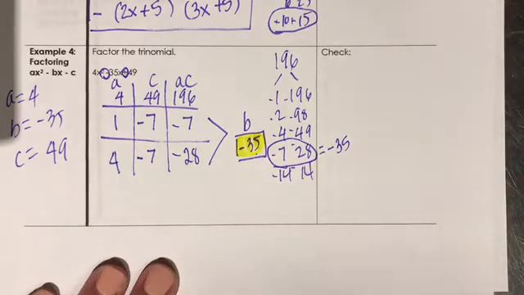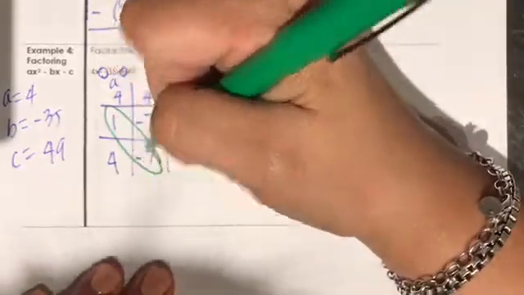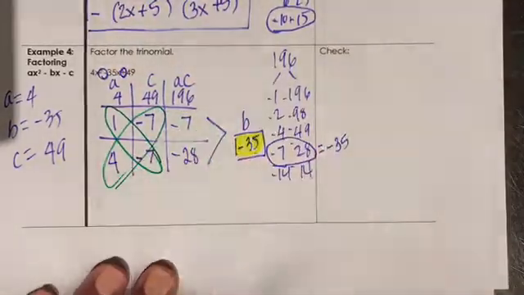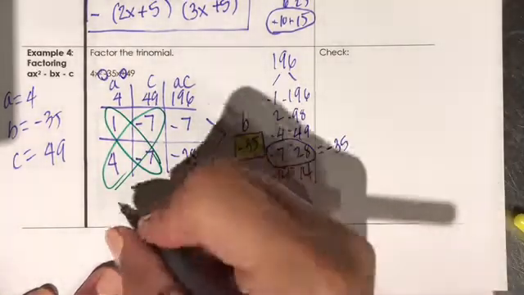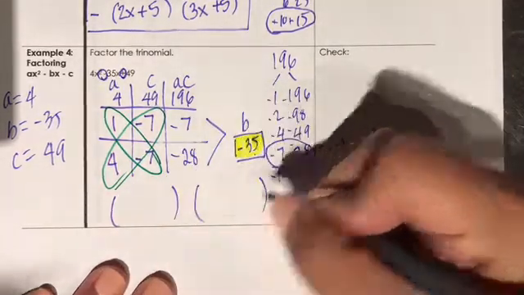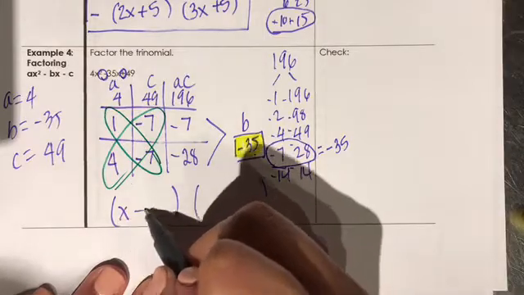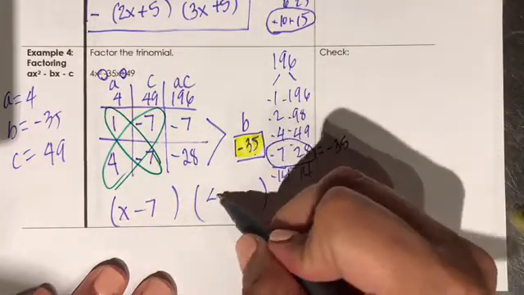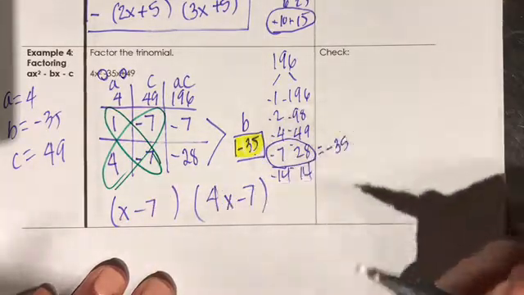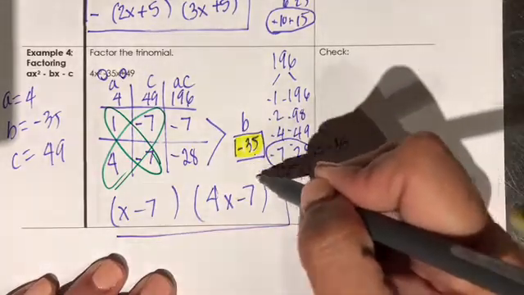Go ahead and pair them up. I'm going to say x minus 7 for x minus 7. And this is your solution.